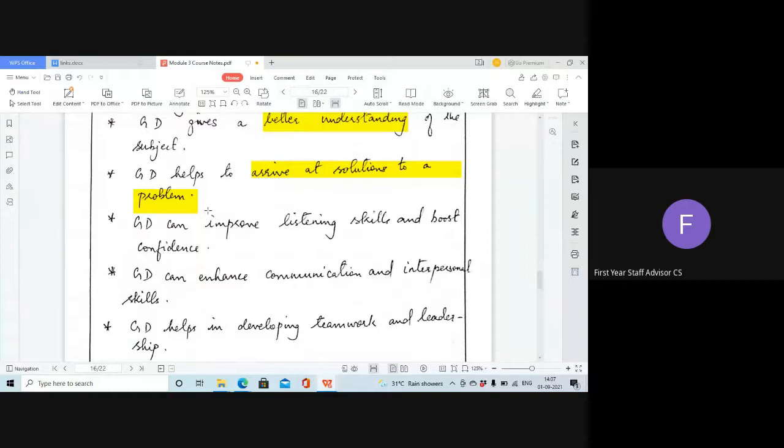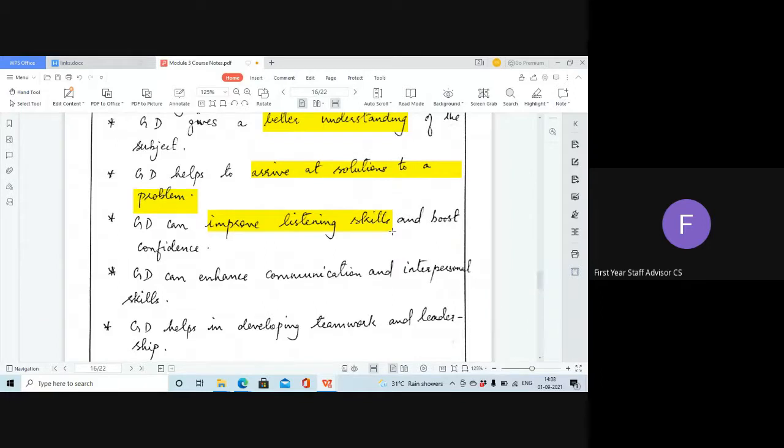So GD can improve listening skill. If you want to reply to what others are saying, then you should listen carefully to what they are speaking. You cannot sit carelessly in a GD. You have to listen to what others are speaking and you have to express your opinion.